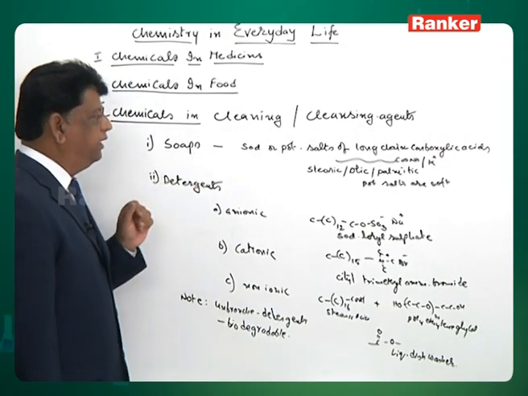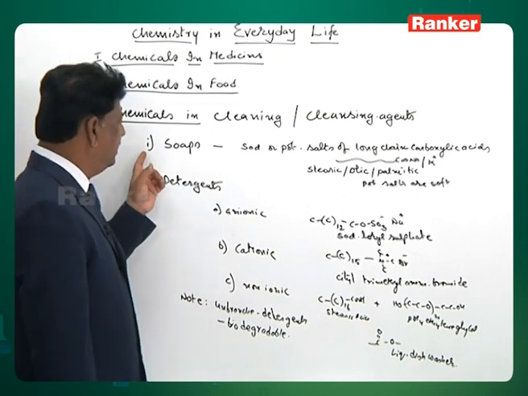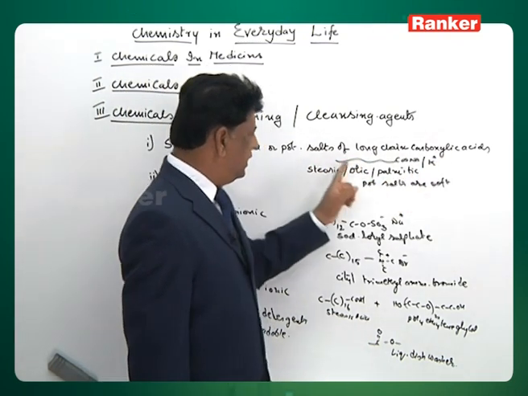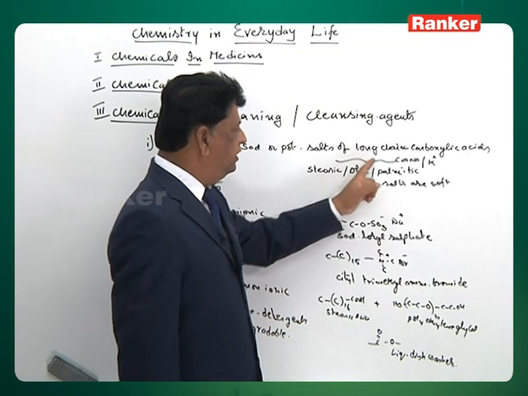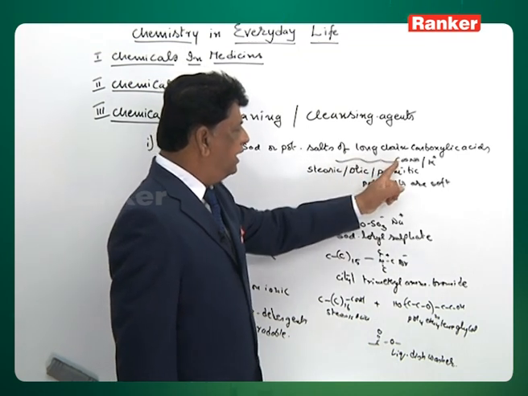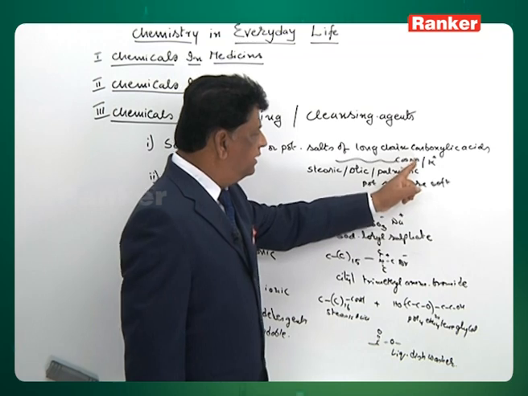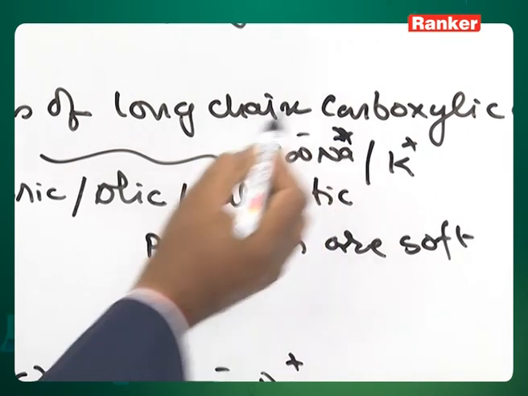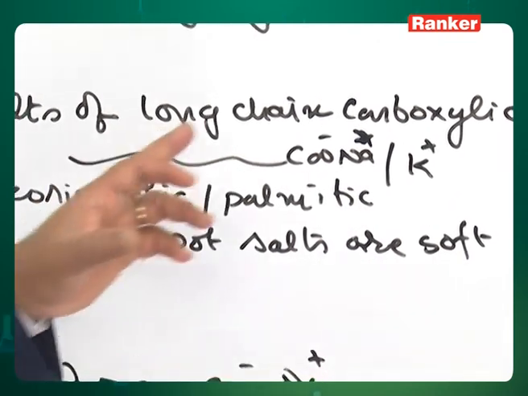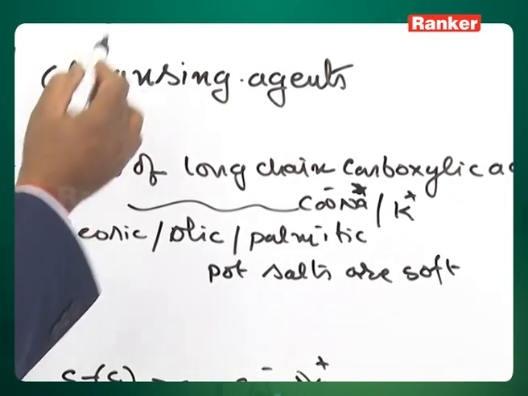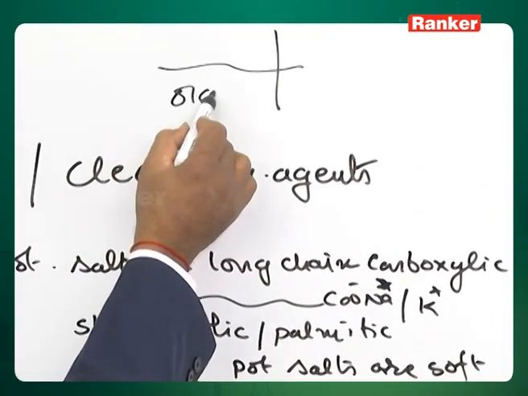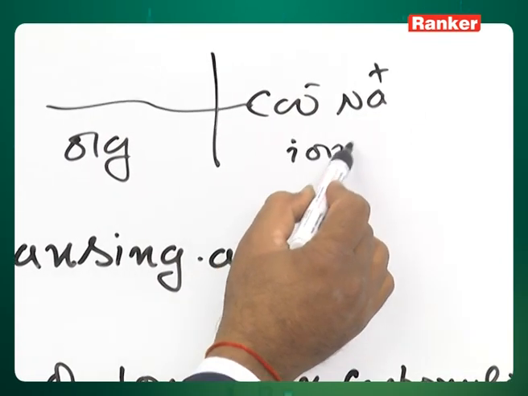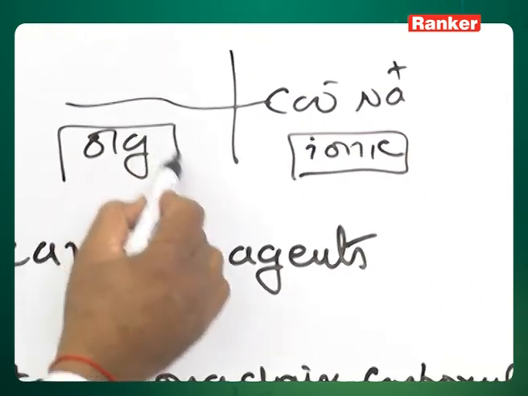The first is soaps, that is, bathing or washing soaps. They are nothing but the sodium or potassium salts of long chain carboxylic acids. There will be around 15 to 30 carbons, and at the end there is a carboxylic acid that ends as the sodium or potassium salt. This salt part provides the cleaning action. There is an organic part and also an inorganic part; this is the ionic, inorganic part, and this is the organic part.